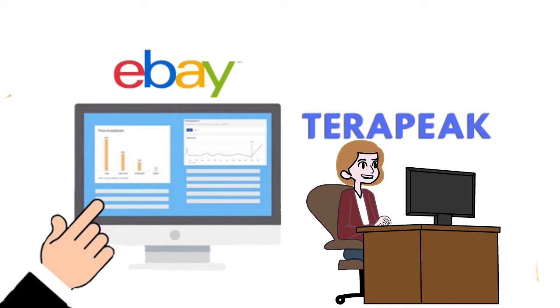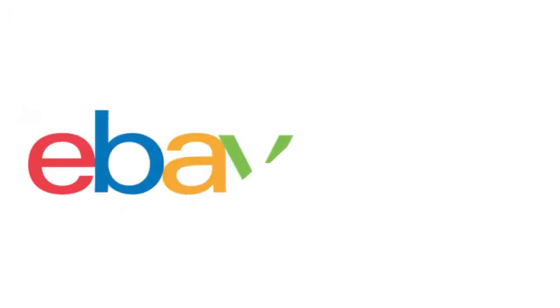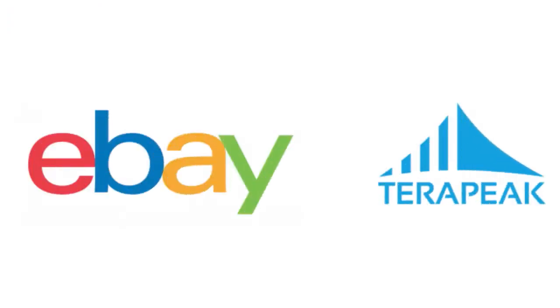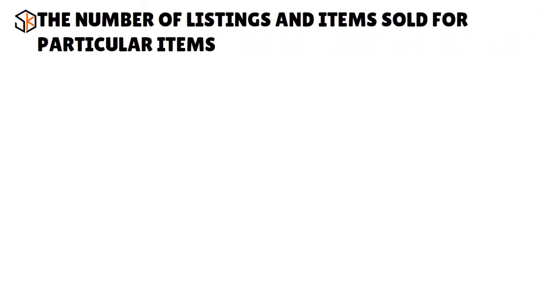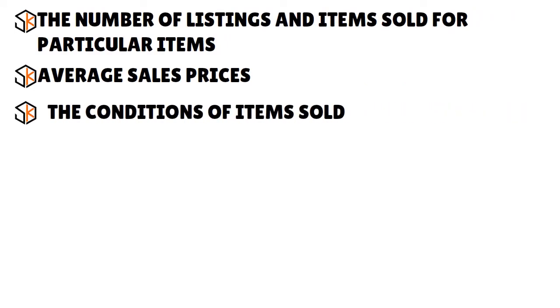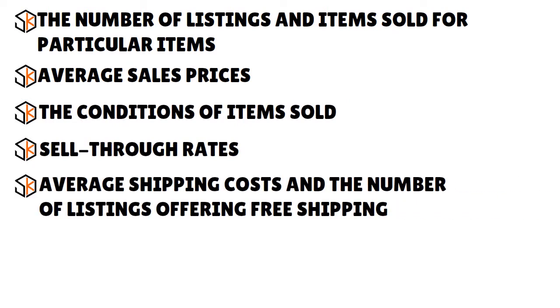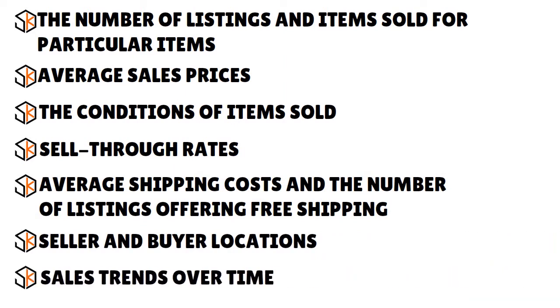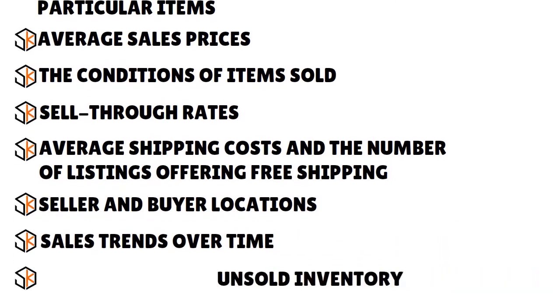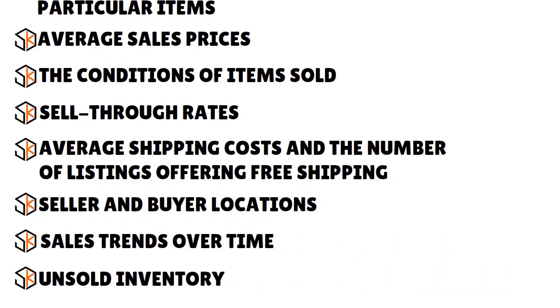What we love also is that Terapeak will give you access to years of real-world sales data for millions of items, including the number of listings and items sold for particular items, average sales price, the conditions of items sold, sell-through rates, which is important, average shipping cost, and the number of listings offering free shipping, seller and buyer locations, sales trends over time, which is really important if you want to drop ship products, okay, unsold inventory, and which listing formats sellers are using. So this is very important.